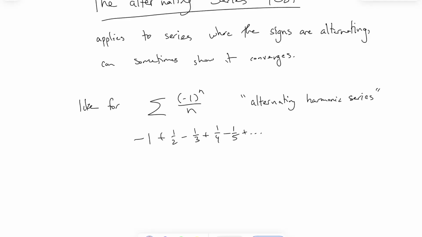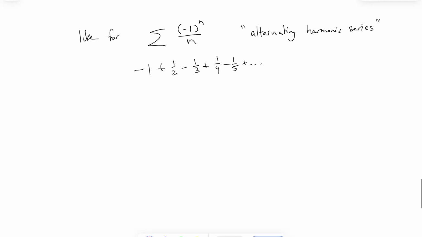This is called the alternating harmonic series. And of course, many other alternating series are of interest. So generally, we'll come back to that specific example and do it. That's actually a very easy one if you know the alternating series test.